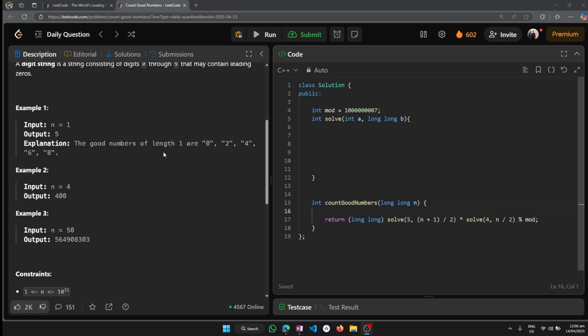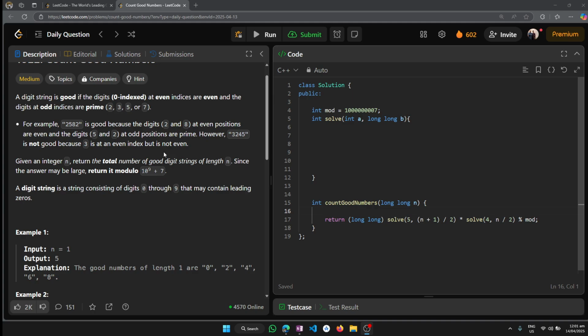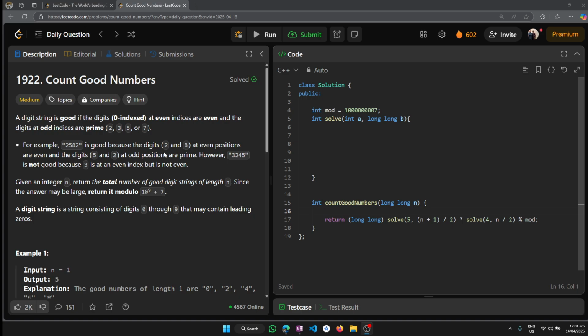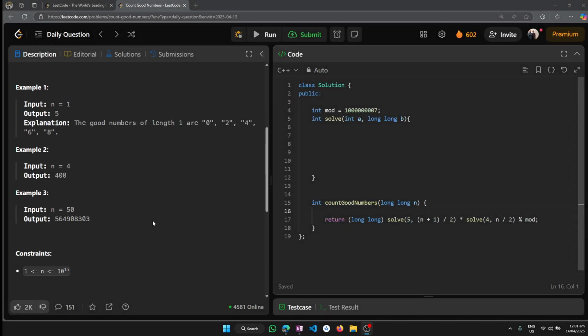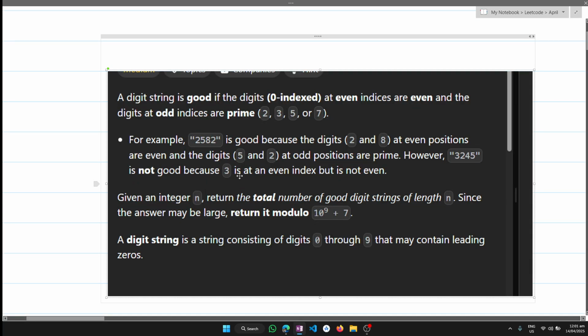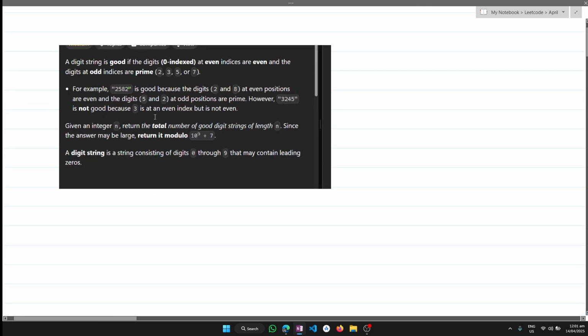But still, first of all, we are going to consider what the linear time complexity approach is going to be. Now I take a screenshot of the problem statement and paste it over here, so we'll remember this. The examples were 1, 4 and 50, these three different examples we had.